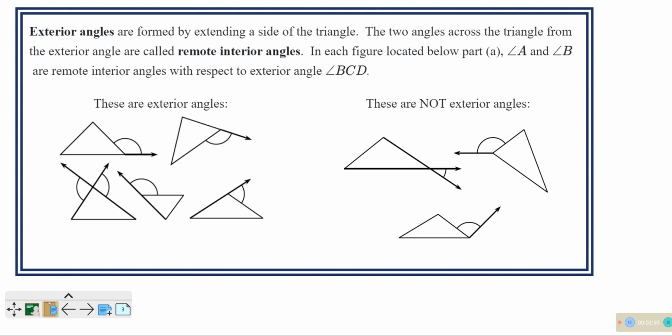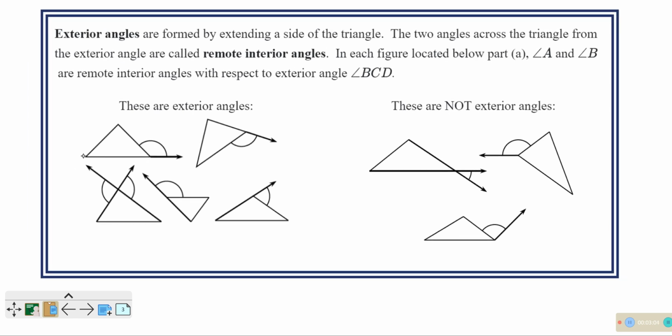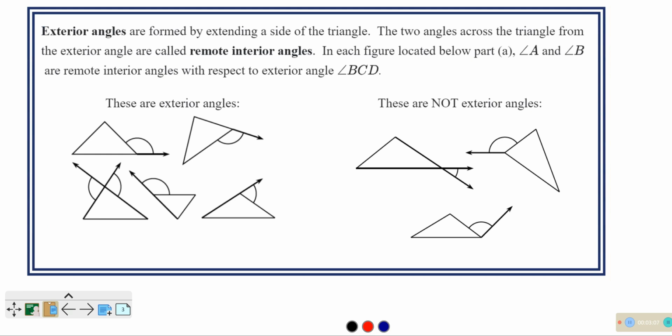All right, so today we're talking about exterior angles and how to find them. Exterior angles are formed by extending a side of the triangle. Notice all of these exterior angles. The angle is created when one of the sides is extended. That side got extended, this side got extended. Both of these sides were extended. This was extended, this was extended, okay? Notice that the angle is on one side of the triangle and that extended side. It's always on part of the triangle and the extended side.